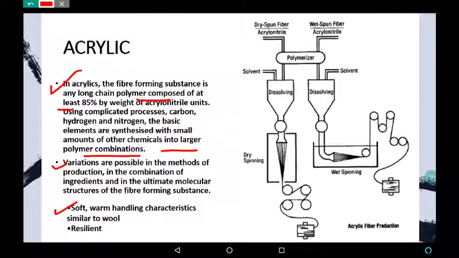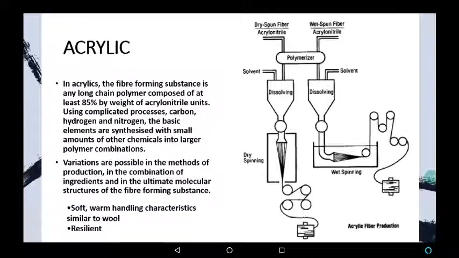It has soft, warm handling characteristics similar to wool and is a good resilience fiber. Here you can see the manufacturing process. The process is the same. Chemical is added. After that, aging is done, and then drying. It is prepared by both methods, dry spinning and wet spinning. Clear?